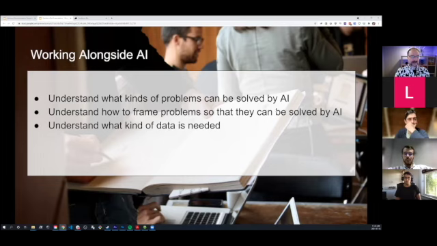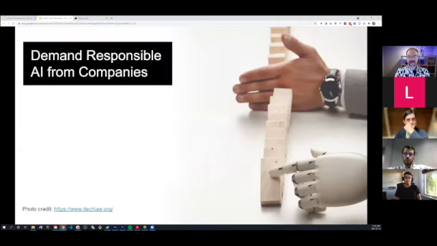A big part of that is the third point, which is to understand what kind of data is needed, because the data is obviously a core vital part of being able to produce these AI. And then woven among all three of those points are the ethical and social impact considerations. So we want people to be able to understand AI and use it as a tool. We also want them to be able to understand AI and demand responsible AI from companies, so that they can see practices that are not okay, and demand that those companies do better.